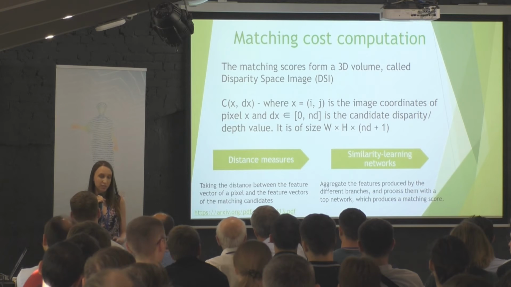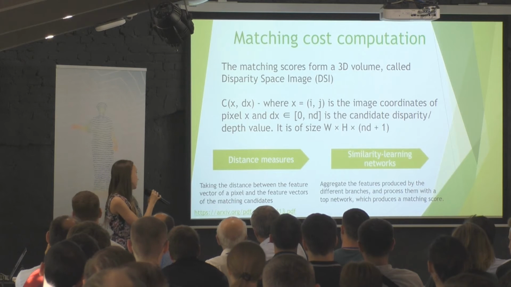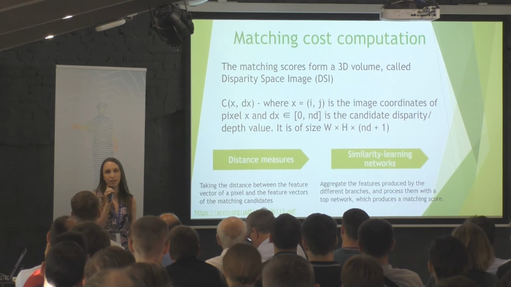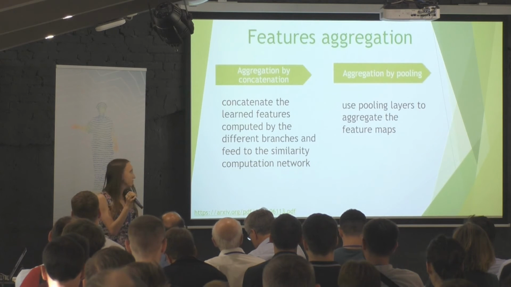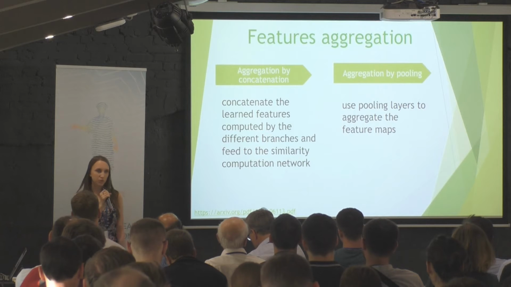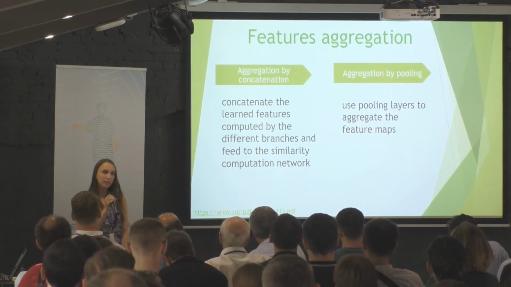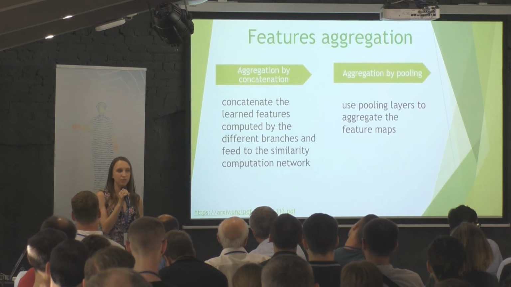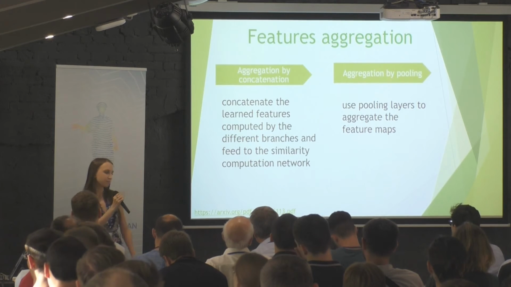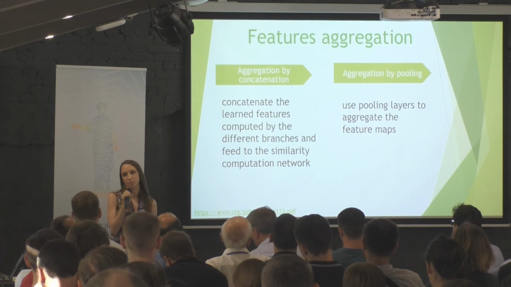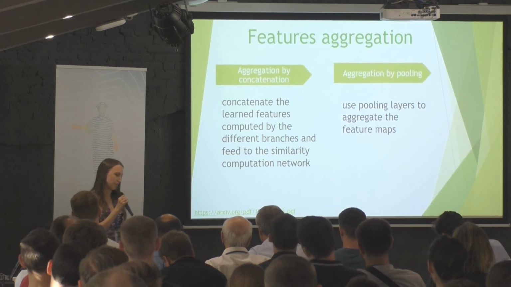It can be done two ways. One of them is a distance measure, and the other is a similarity learning network. Basically, either you take the distances, L1 or L2, over the features you have, or you have another network that gives you a similarity matching score. One more thing people usually do before further processing is feature aggregation. It can be done via pooling, max pooling or average pooling, or via concatenation of features from the previous branches. Pooling is preferable because you can get some kind of invariance. You can get multiple stereo views, not only two images, and it doesn't increase the dimensionality.